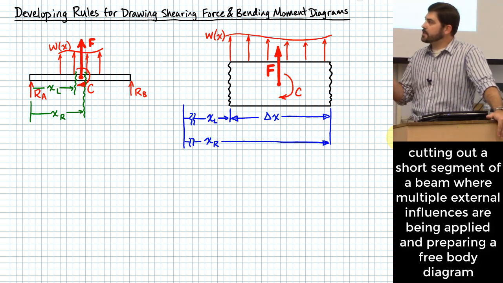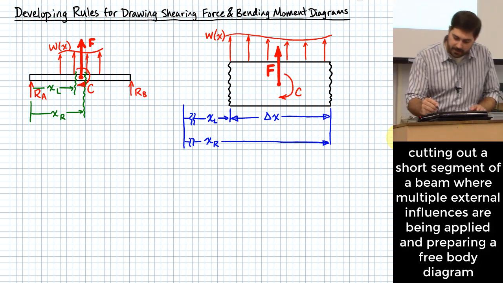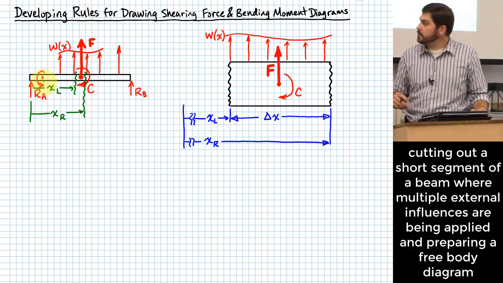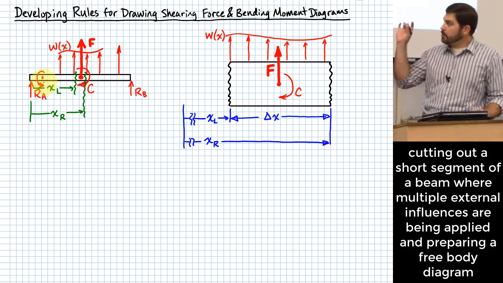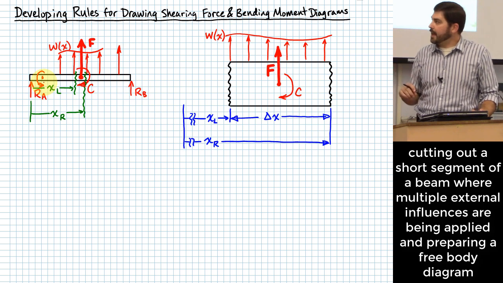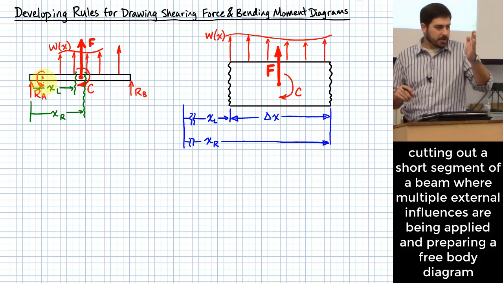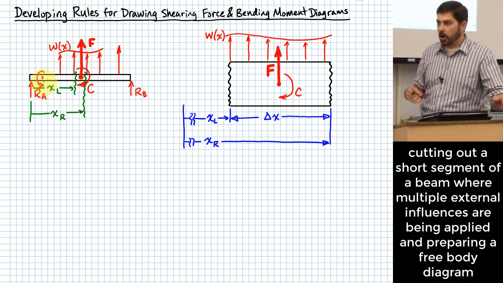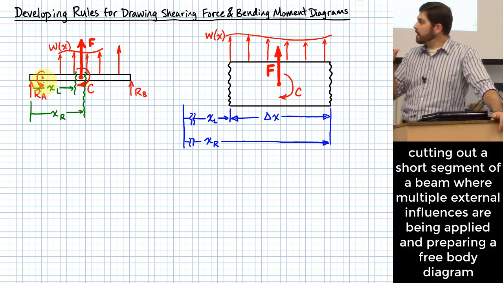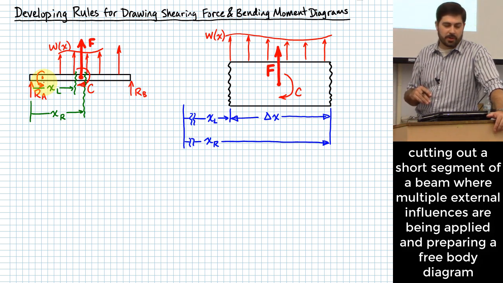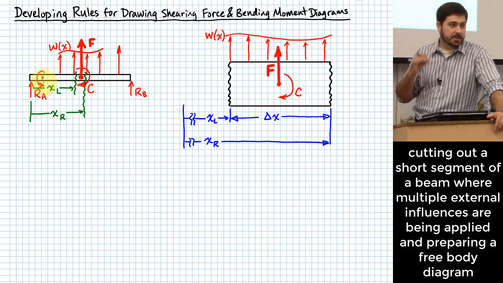And I'm going to say this as well. I don't necessarily care what's happening elsewhere in this beam. There could be other things. I could have another force acting here or another moment here. That's not what I'm mostly concerned about. What I'm concerned about is focusing in on that little segment that I've identified as between coordinates of XL and XR. So I've separated out this little chunk of beam, and we're going to look at free body diagrams of that little chunk of the beam.